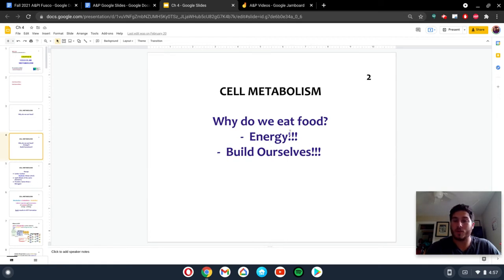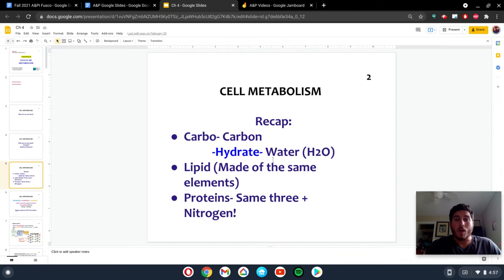It's for energy, right? So we eat food because there's energy in our food and we need energy in order to survive. All right. If we were a car, we would need gasoline, right? We need our energy. But our food is more than just energy. Our food is what builds us, is what makes us who we are. And that cliche, you are what you eat, is a real thing. So, why do we eat food? It's in part for energy as well as building ourselves.